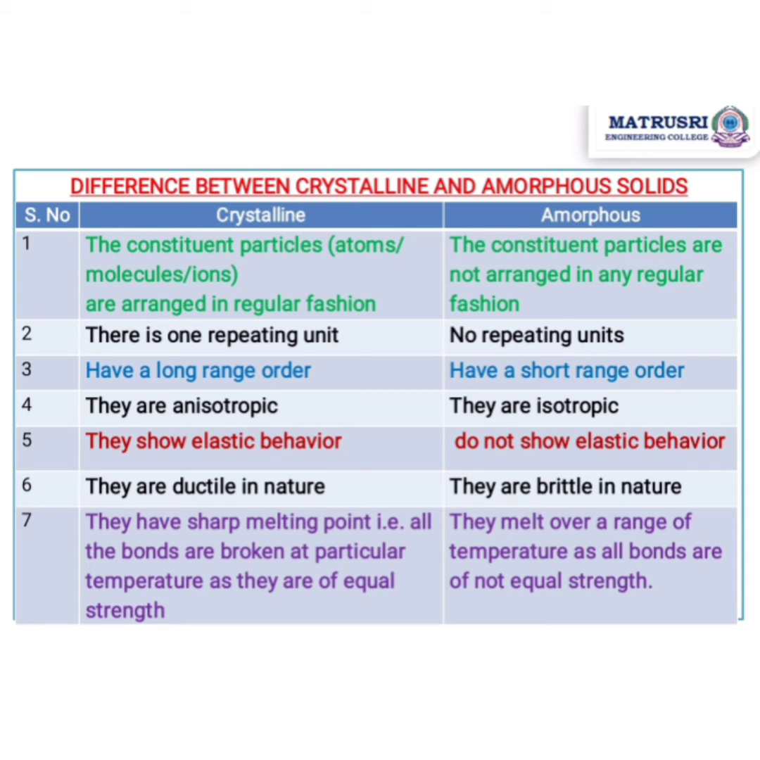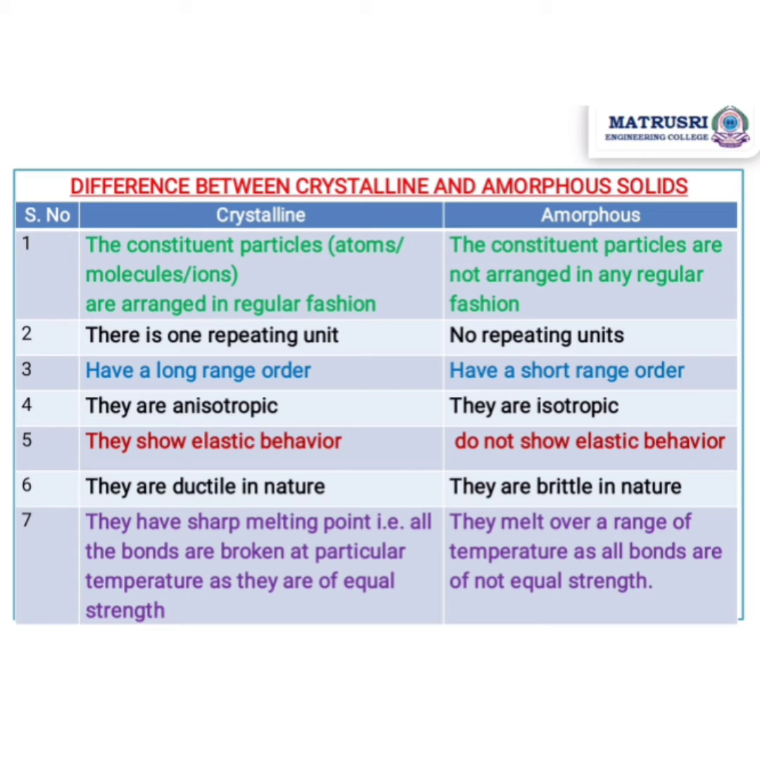There is a long range ordering of atoms in crystalline materials, and this kind of long range ordering is not possible in amorphous materials. Crystalline materials are anisotropic, meaning the properties of the material are different in different directions, whereas amorphous materials exhibit isotropic properties. Isotropic means the property remains the same in all directions.